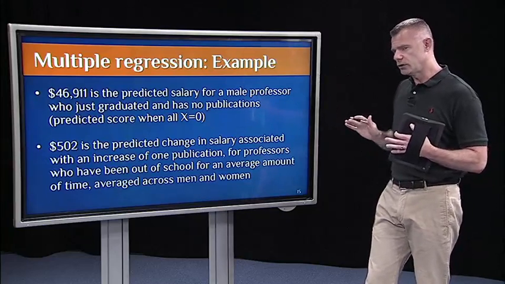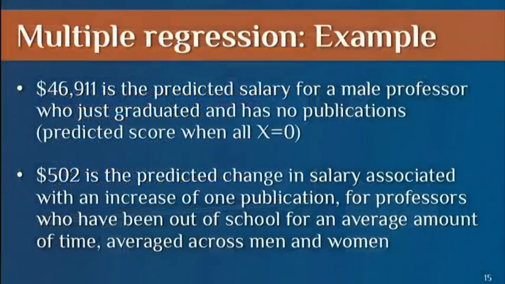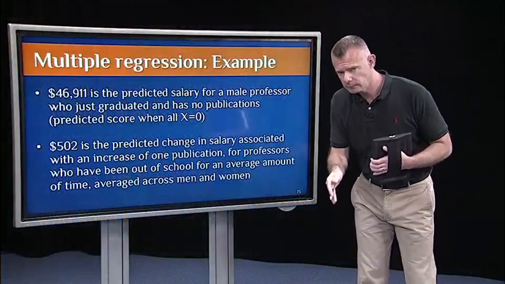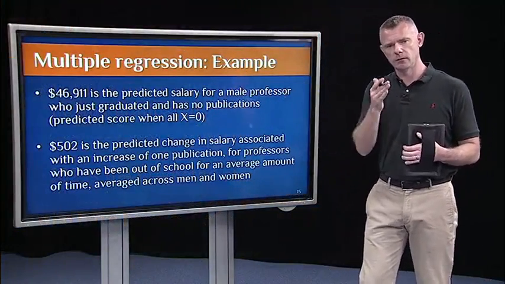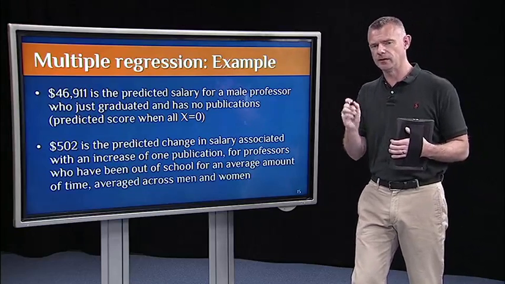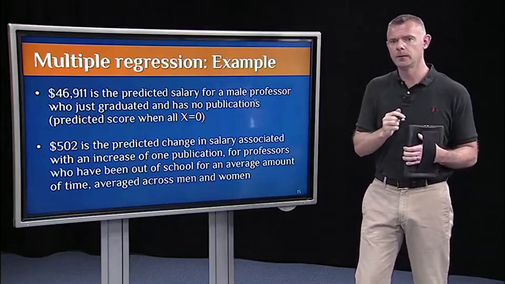What's 502? Well, 502 was the regression coefficient for publications. So you might say, well, okay, that's for a 1-unit increase in publications, that's the predicted change in salary. And that's almost right, because that's what we learned in simple regression, right? The regression coefficient is, for a 1-unit increase in x, the predicted change in y. It's the slope relating x to y.